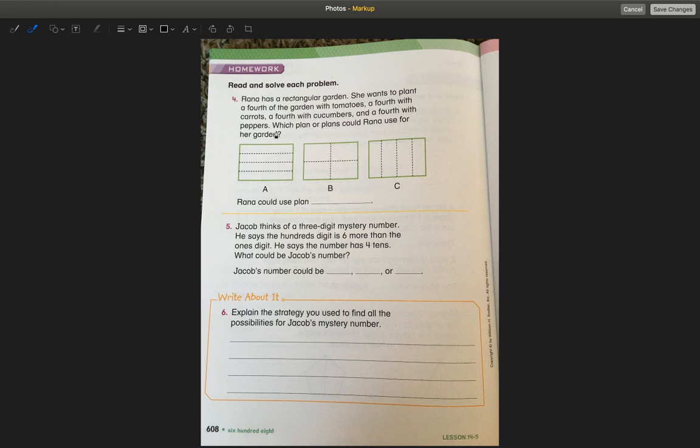So we need 4 equal parts. So this could be, are those 4 equal? Yeah, those 4 are equal. So she could use A, it looks like. Looks like B is all equal. Now C. Now, if you notice, if you look really closely, these 2 middle parts are bigger than those 2 side parts. So C is not an option. So she could do A. She could use plan A.